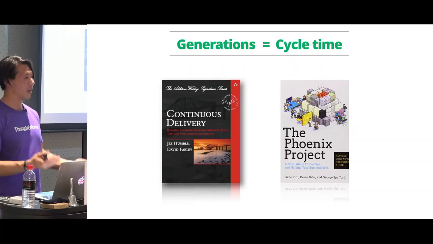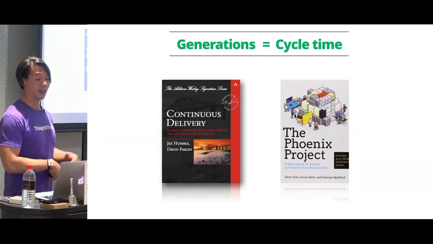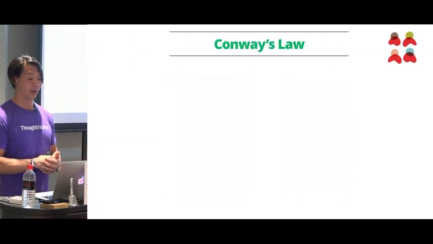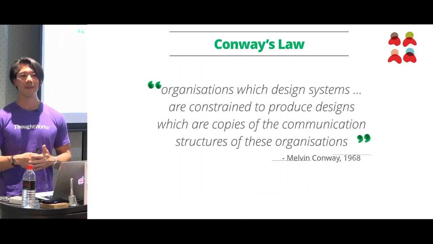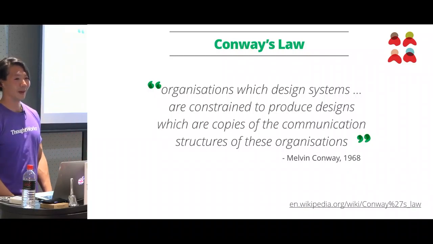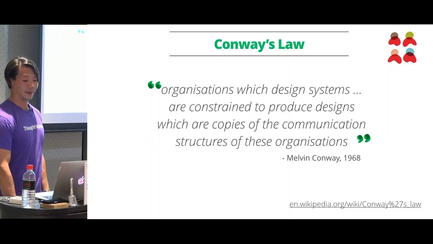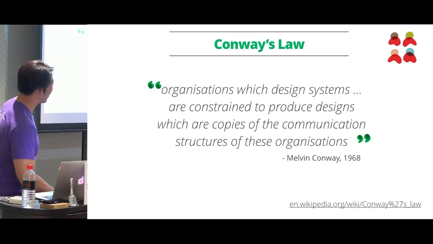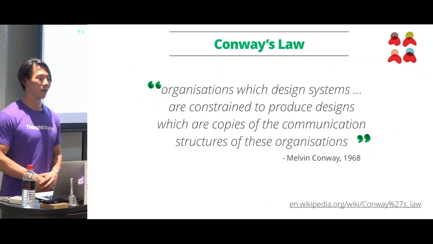So evolution, we should think about generations, increasing or reducing cycle time so we can increase the number of generations. One of the other things that we should really care about is actually about Conway's law as well. So how many people have heard of Conway's law? Not so many, okay. So Conway's law is this. I'll let you read it for a sec. So as you can see, it's actually quite an old law, 1968, and the observation still holds true.